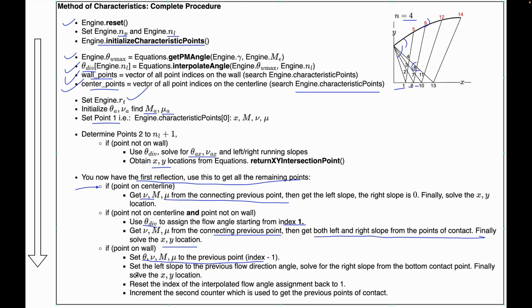So you set the left slope to the previous flow direction angle. Solve for the right slope at the bottom contact point. And then get the xy location. So you solve for the slopes from the bottom location.